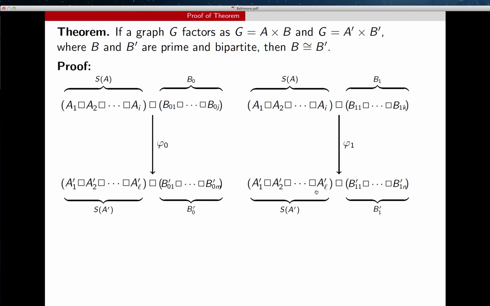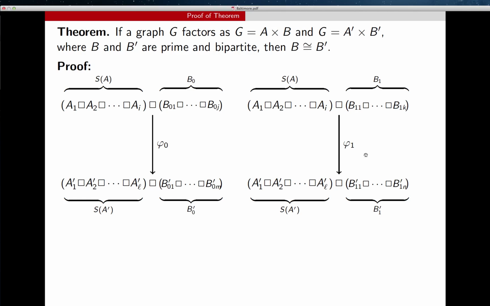Now remember a few slides ago where we remarked that we can identify the factors on the bottom with the factors at the top in such a way that phi naught just permutes its arguments, and the same for phi 1.